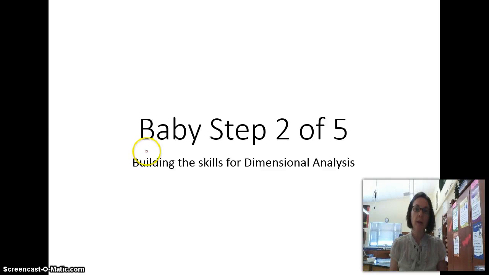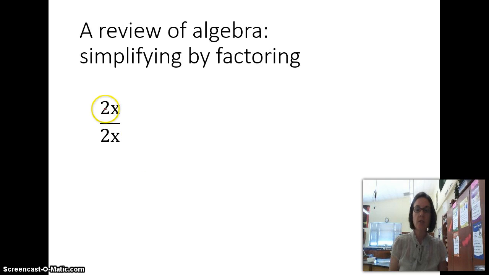This video is going to cover baby step 2 of 5 on our way to building up the skills for dimensional analysis. So just a simple review of algebra. We can simplify things by factoring them. This is a really simple example right here where we have 2x over 2x.